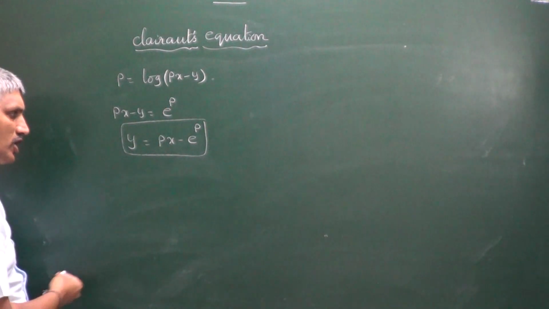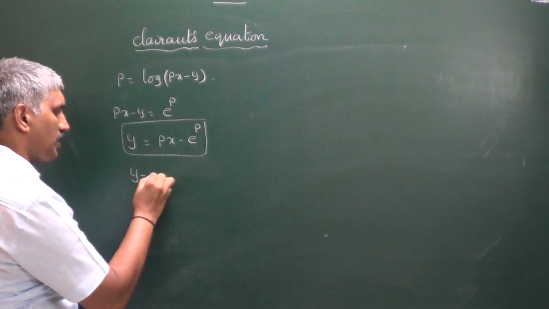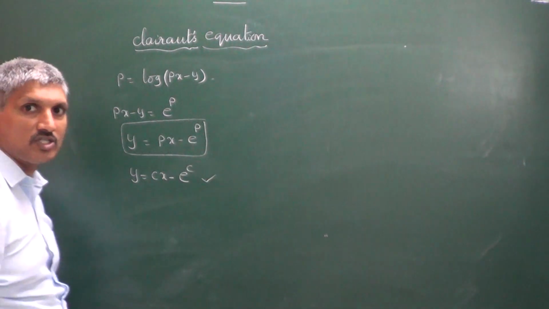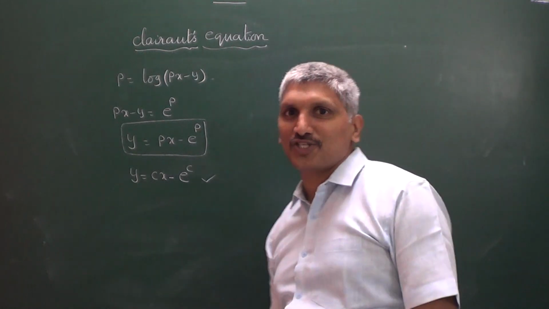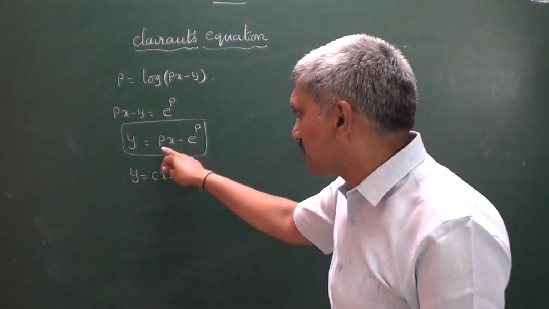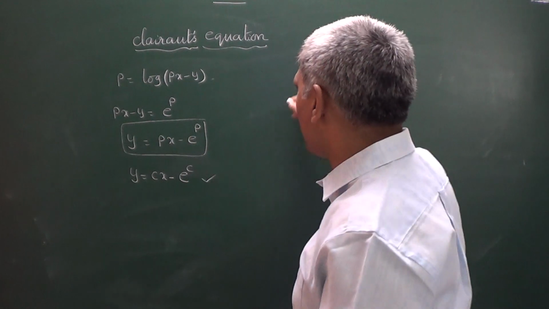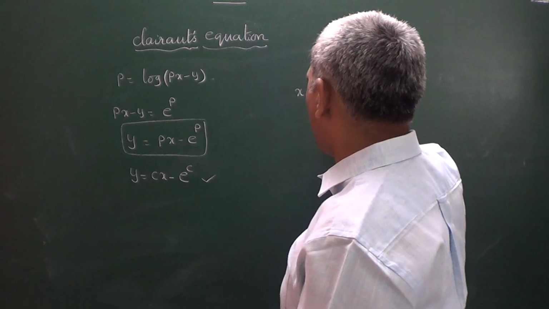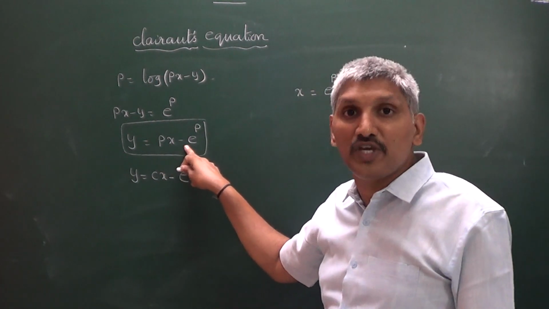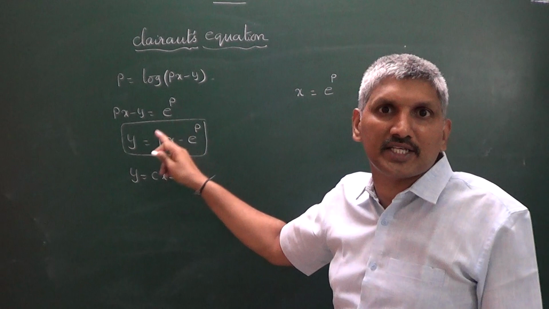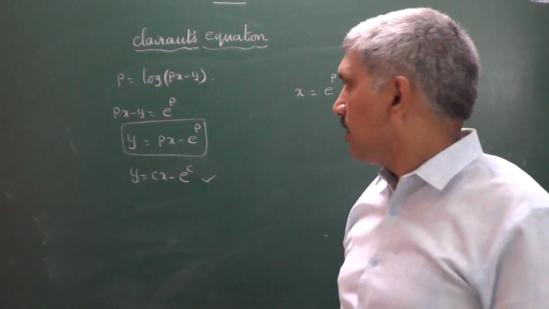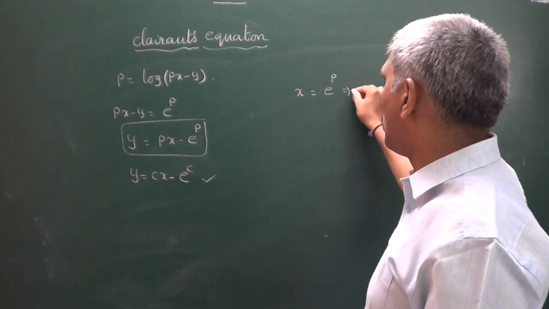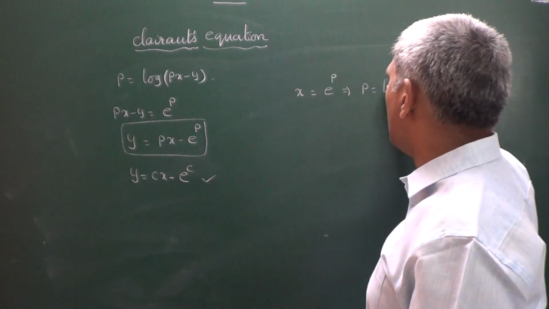Tell me, what is the general solution? The general solution is y = cx − e^c. But what about the singular solution? For the singular solution, as I told, differentiate with respect to p. Now you will get x = e^p. Differentiating with respect to p and equating to 0, that's what I discussed: x + f'(m) = 0. That's why x − e^p = 0. Therefore, you will get p = log x.